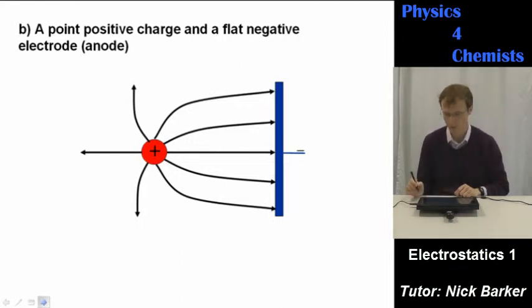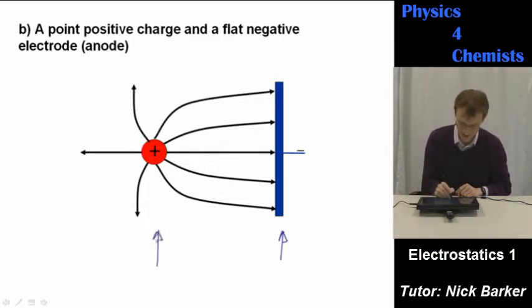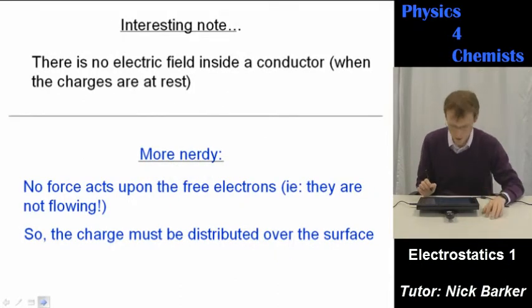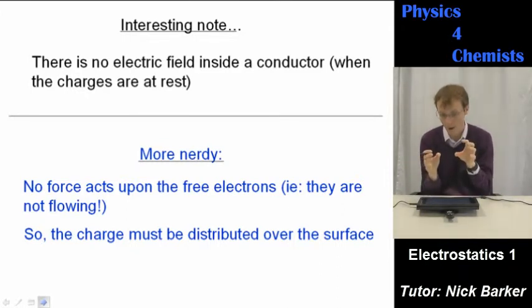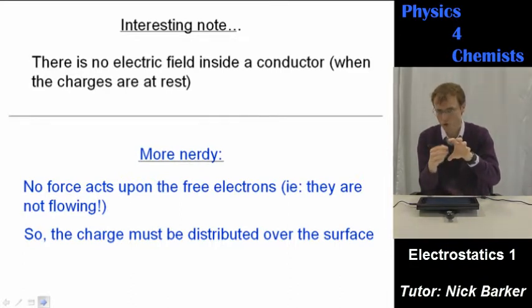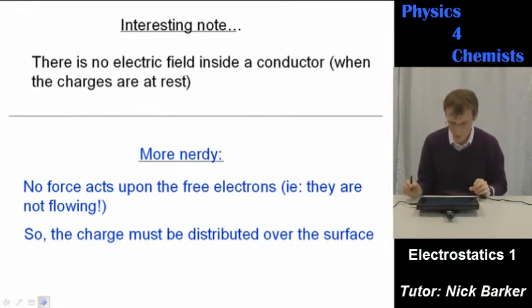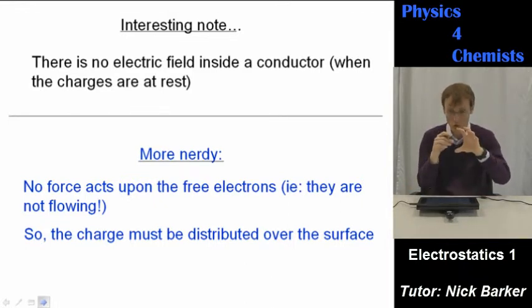Might be useful to memorise if you think that thing there might be an electrode and this thing here could be an ion, electrolysis. A little interesting note, we're getting into Nerdsville here, but there's no electrical field inside a conductor when the charges are at rest. Okay, so if you've got a charged up object, there is no electrical field inside it. No force acts upon the free electrons. They aren't flowing anywhere, they're just existing. And so the charge, if there is any, has to be distributed over the surface.